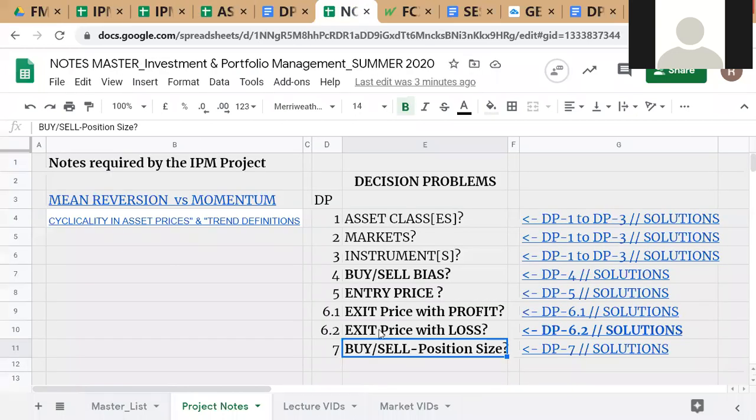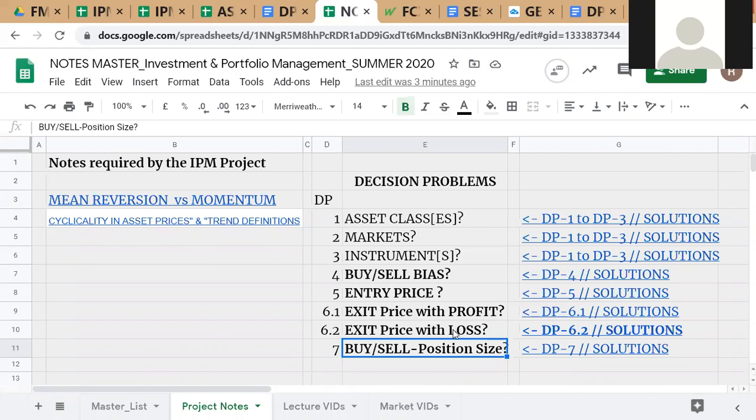We solved this problem, exit with loss. We solved the buy sell DP4. We solved this problem, DP5. 6.1 is not so important. Let's forget about 6.1 for now. I solved this. I solved this. I solved this. All very, very quickly using TA.